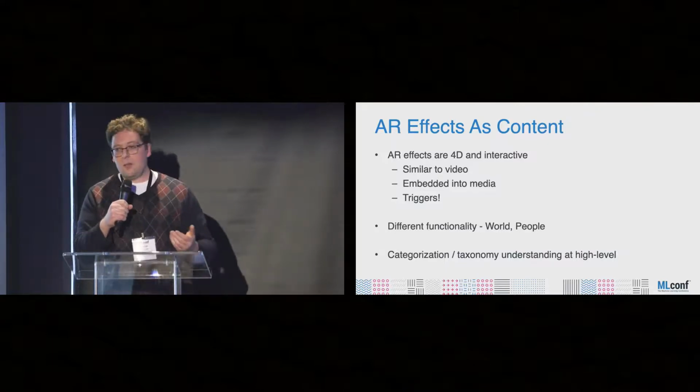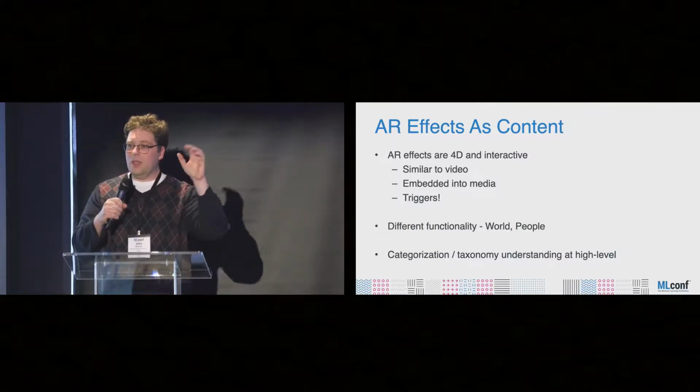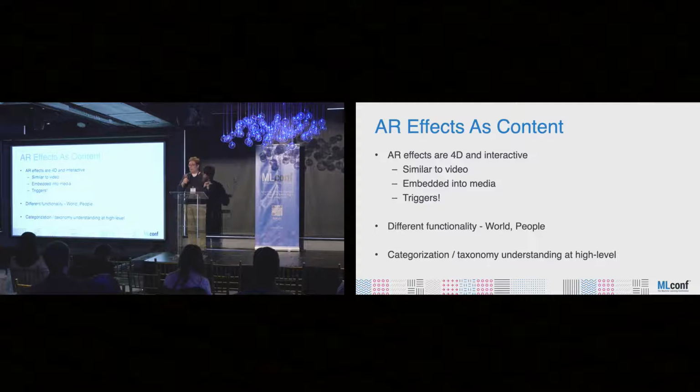AR effects tend to come in two themes. You've got world effects, which is physical environment. You've got a virtual object that lives within the physical environment. And you've got people effects. So people effects are effects that are usually tied to body parts that are triggered by motion. So those are two different ways that the effects tend at a high level fall.